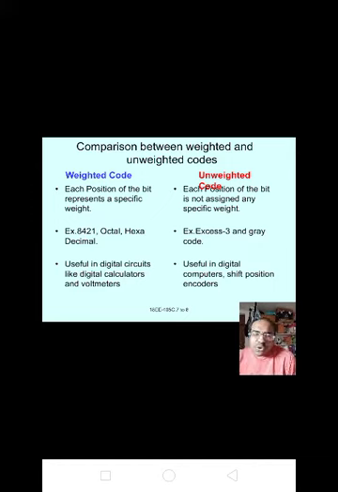In unweighted codes, examples are XS3 code and gray code. Weighted codes are useful in digital circuits like digital calculators and voltmeters. Unweighted codes are useful in digital computers and shift position encoders.